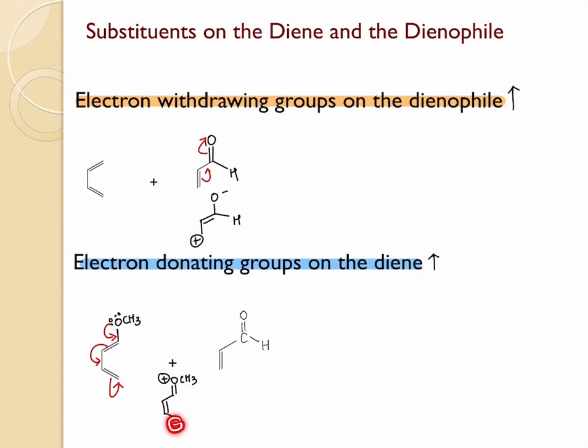Because it has a negative charge on this carbon, it can easily go and attack the electrophilic carbon of the dienophile. Let's say if you do not have this electron donating group, this carbon may not have a bunch of electrons and therefore the Diels-Alder reaction may not be very effective. So having an electron donating group on the diene and having an electron withdrawing group on the dienophile is definitely going to make the Diels-Alder reaction easier.